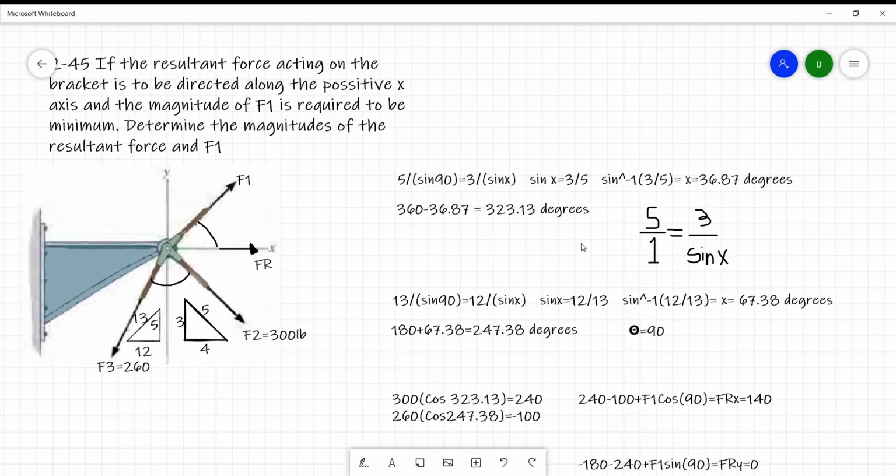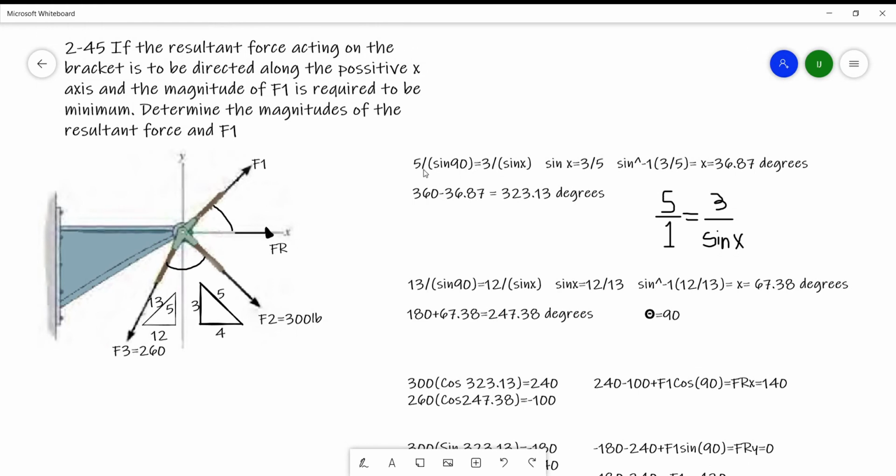Okay, so with that said, let's begin with the problem. First of all, I'm going to find the angles which I'm working with. To begin, I'm going to solve for this angle over here. Actually, in my procedure I think I did an extra step. I could have skipped one step, but never mind. So 5 divided by sin of 90 is equal to 3 divided by sin of x, which is this angle I'm looking for. Now I can solve for x: sin of x is equal to 3 divided by 5.